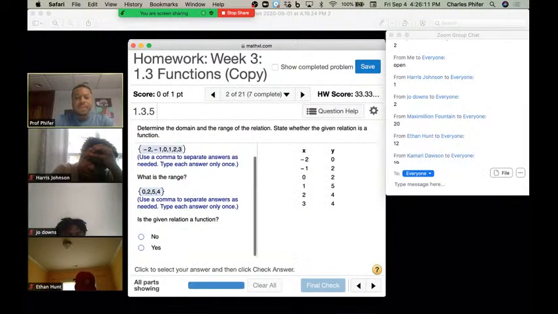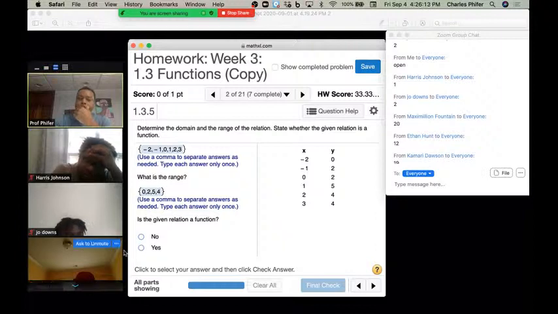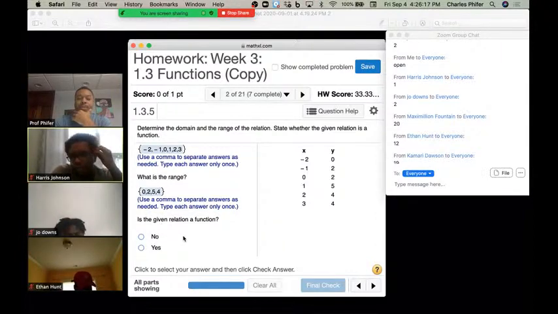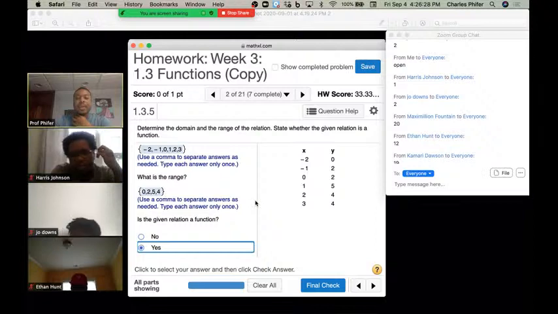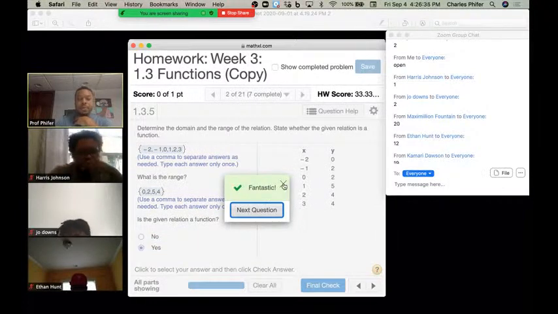Is this a function, yeah or nay? Is this a function? And why did you say yes over no? Each x corresponds to a different y. Right, no x has 2 y's. We don't have any repeating x's, so we should be in the clear. That was smooth.